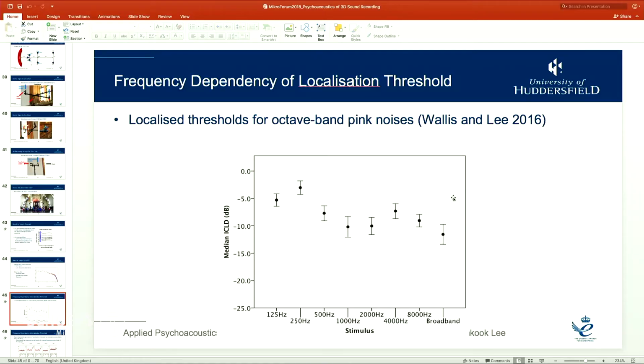The localization threshold I talked about actually depends on the frequency band. If you measure the localization threshold for different frequency bands, you get this kind of result. For lower frequencies, you don't have to attenuate so much. For example, for the 250 Hz band, the localization threshold is just about 3 dB reduction. That's because of the pitch height effect, because these low frequency bands are inherently localized in a lower position. So you only have to reduce the high channels very little. But for higher frequencies, you have to apply more reduction.